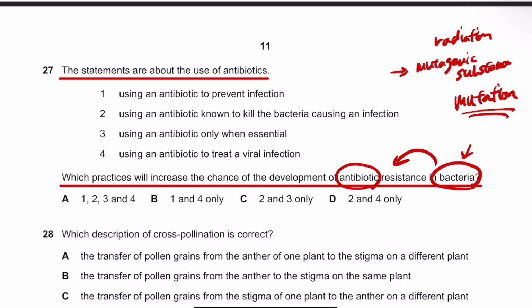Some of the chemical substances can actually give a tremendous amount of stress to the cell or organism, and it can alter the gene sequence, thereby mutating the gene sequence of the organism. So how does this happen?